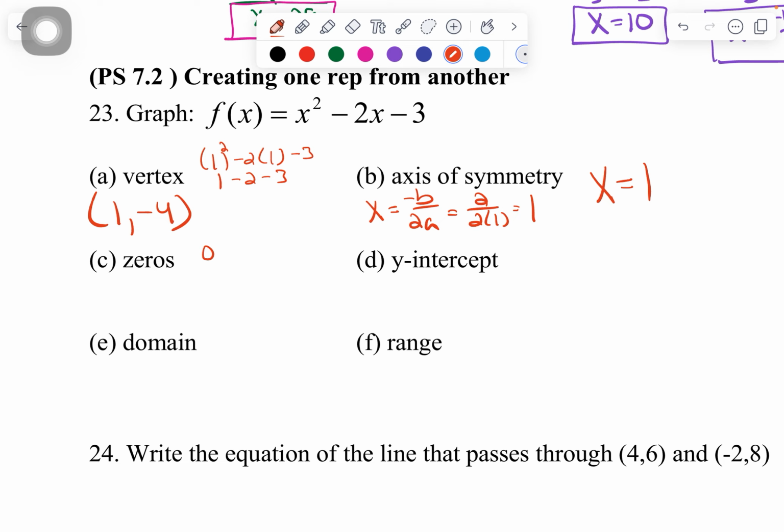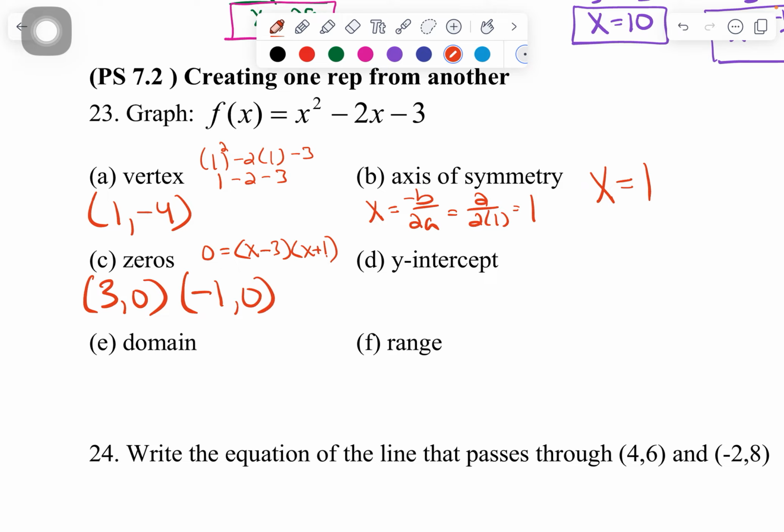To find the zeros, we're going to make the function equal to 0, and I'm going to factor that. So factor, split up the 3, make the 3 negative. Whoops. Make that a positive. So we're going to get zeros of positive 3, 0. That's the ordered pair. And then negative 1, 0.